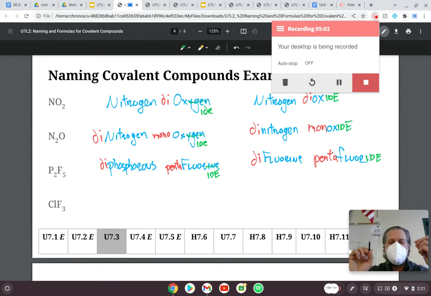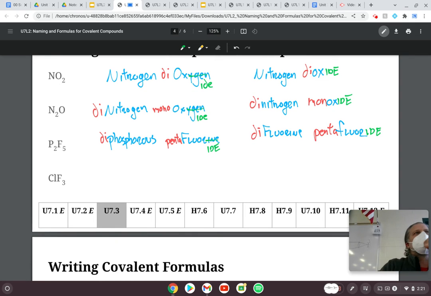So hopefully you identified the fact there are two phosphoruses, five fluorines. So it became diphosphorus pentafluoride. All right. You guys technically don't have ClF3 in your notes, but I just can't leave it. That makes me feel itchy if I leave it. So I'm going to deal with it.